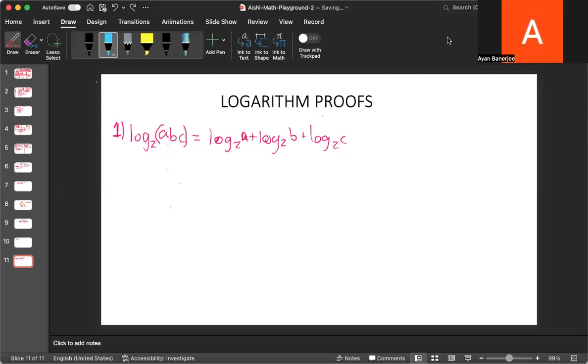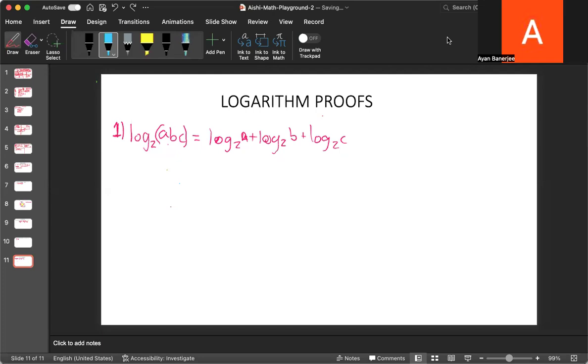Today we're going to be working on some logarithm proofs, and I really hope you know what logs are. Not the wooden logs you cut from trees, but the math logs. Because after all, this is called Math Playground, not tree.